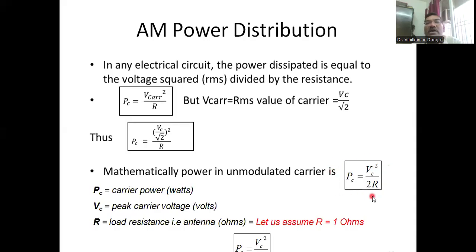This formula will be required, and now based on this formula we will calculate what the power will be for the upper sideband, lower sideband, and carrier frequency. PC is the carrier power. We will calculate the upper sideband power, lower sideband power, carrier power, and the total power. Why are we doing this? Because for designing any transmitter or receiver, a power calculation will be required. Based on this power, the distance traveled by the signal will be decided. We will not go into that, but at least we will do the power calculation.